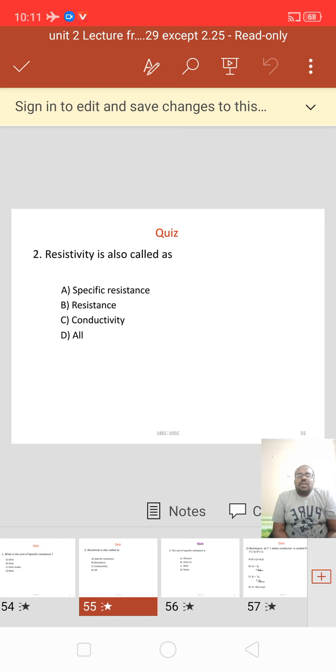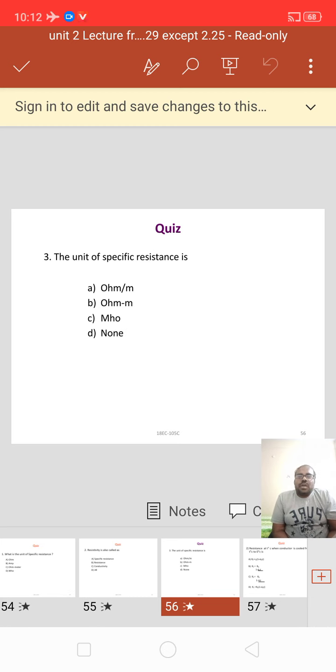Now another question, resistivity is also called as. Options are A specific resistance, B resistance, C conductivity, D all. Resistivity is also called as specific resistance. Answer for this question A equal to specific resistance.